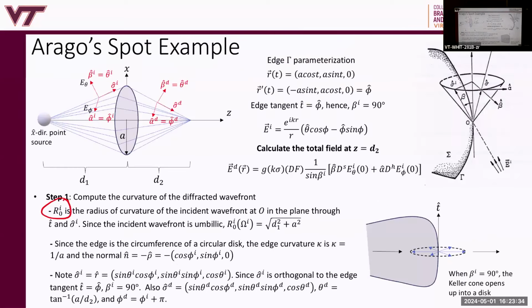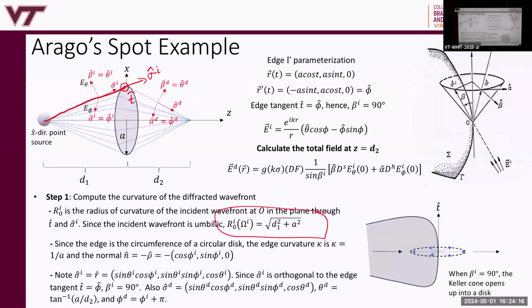So R naught incident here is the radius of curvature of the incident wavefront at O in the plane through T and sigma I. So here's sigma I, for example. And T is orthogonal to that, right? Which makes the angle beta 90 degrees. And in that plane, what is the radius of curvature of the incident wavefront? Well, the incident wavefront is spherical, so every point is umbilic, and therefore the radius of curvature is nothing but the distance from here to the point of diffraction, right? Which is the square root of D1 squared plus A squared.